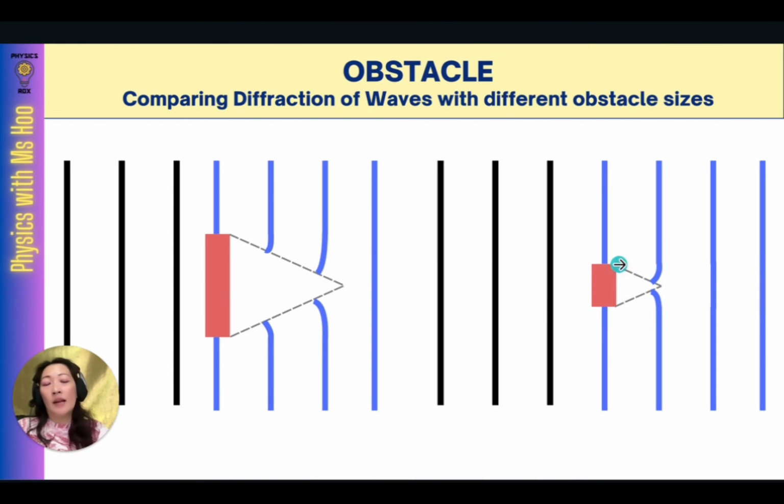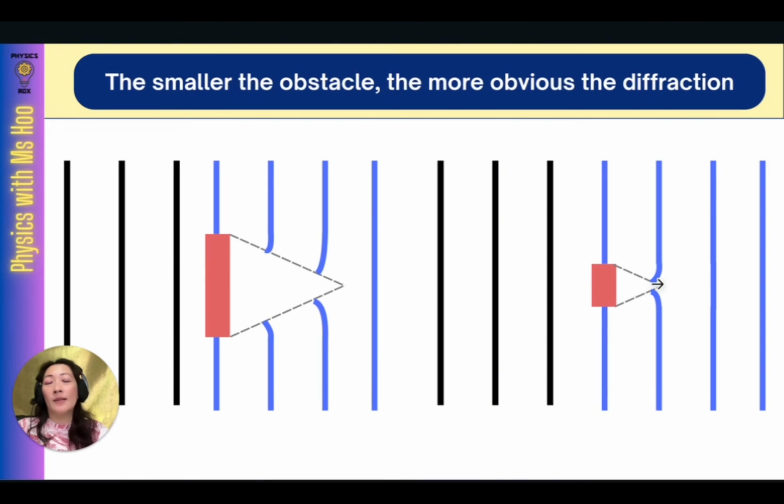So you can see that for a smaller obstacle size, the part of the wave that gets blocked is much smaller, and the wave bends and spreads out much more quickly to reconnect and combine into a wavefront again. So remember, diffraction is about bending and spreading out. That's why when we compare these two obstacle sizes, we say the smaller the obstacle, the more obvious the diffraction.